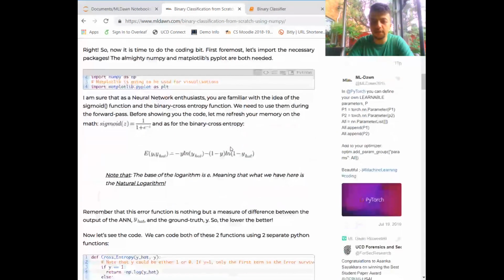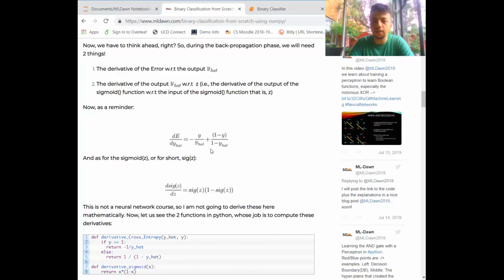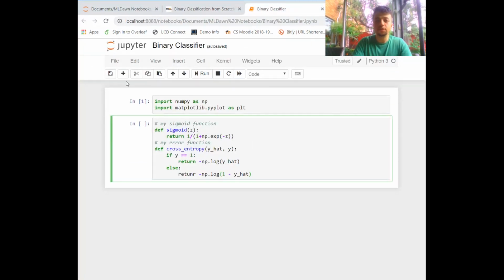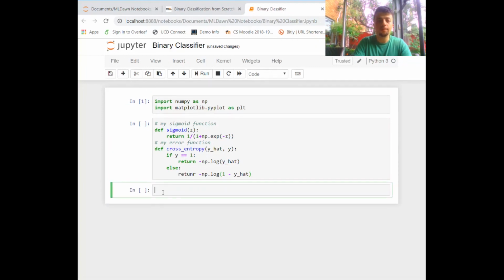So I have this nicely derived in this bit. If you can see, the derivative of e with respect to y hat is minus y divided by y hat plus 1 minus y divided by 1 minus y hat. So this is what we're going to implement here. So let me create another cell. Okay, let's call this function derivative of the cross entropy. Again, this function would need y hat and y.